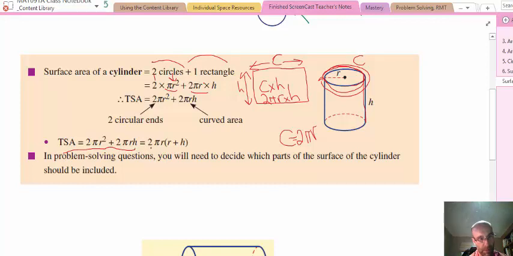If you like, it's an option, you can factorize it. They both have a factor of 2 pi r in them, we can take that factor out and you can write it like that. But that's optional, you don't have to use that. It's okay if you stick with that formula.